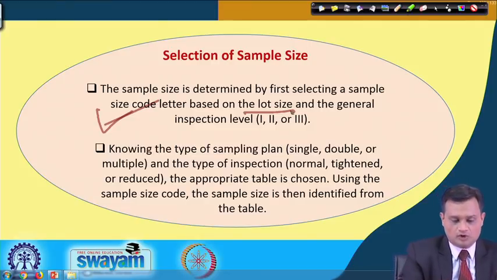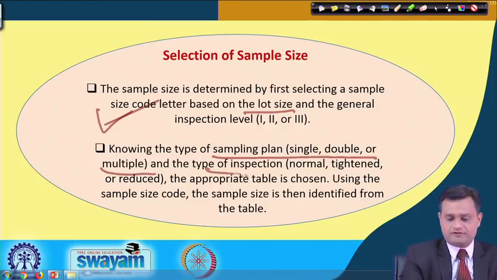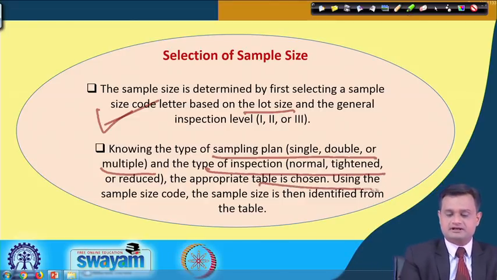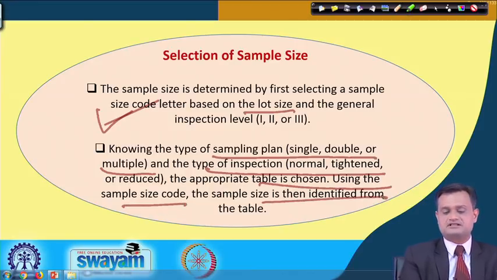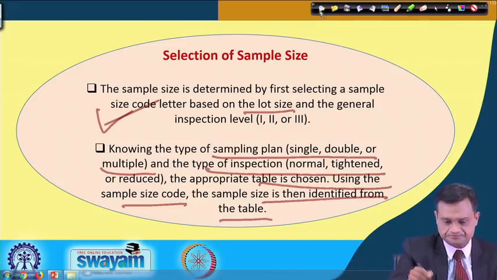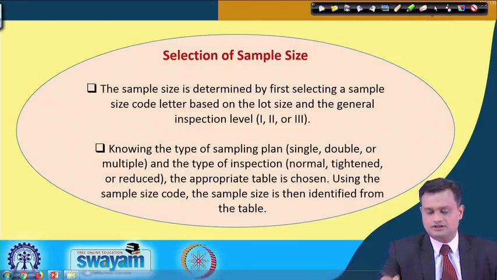So knowing the type of sampling plan, this is another thing. Now you know whether you want to go for single, double or multiple, and the type of inspection, normal, tightened or reduced, the appropriate table is chosen, and using the sample size code, the sample size is then identified from the table. So just see how it operates and the idea will be clear. So there is nothing much to say.